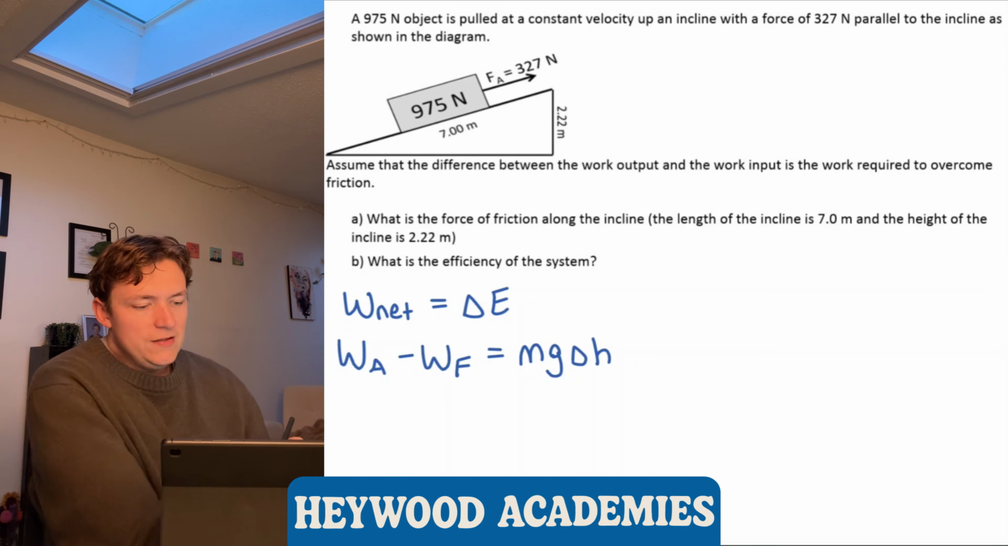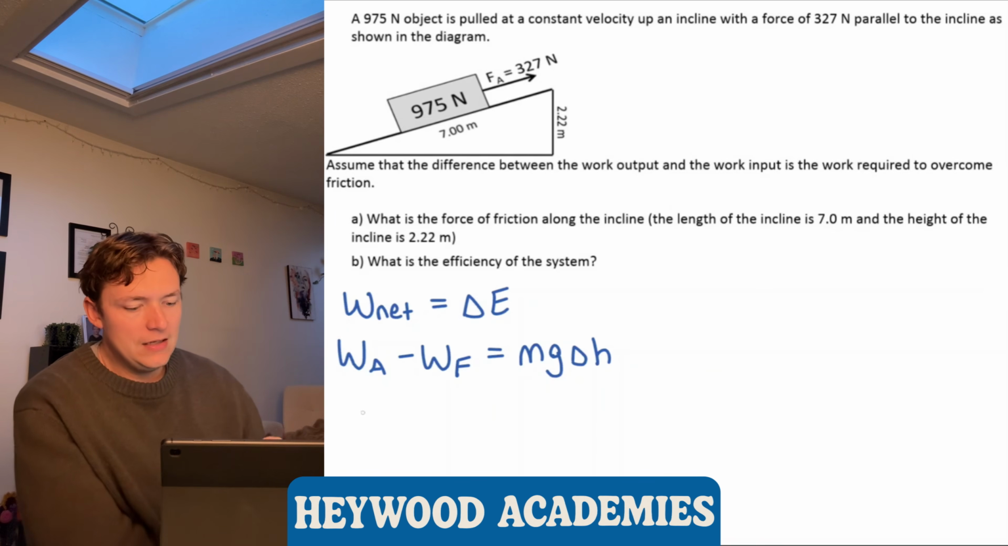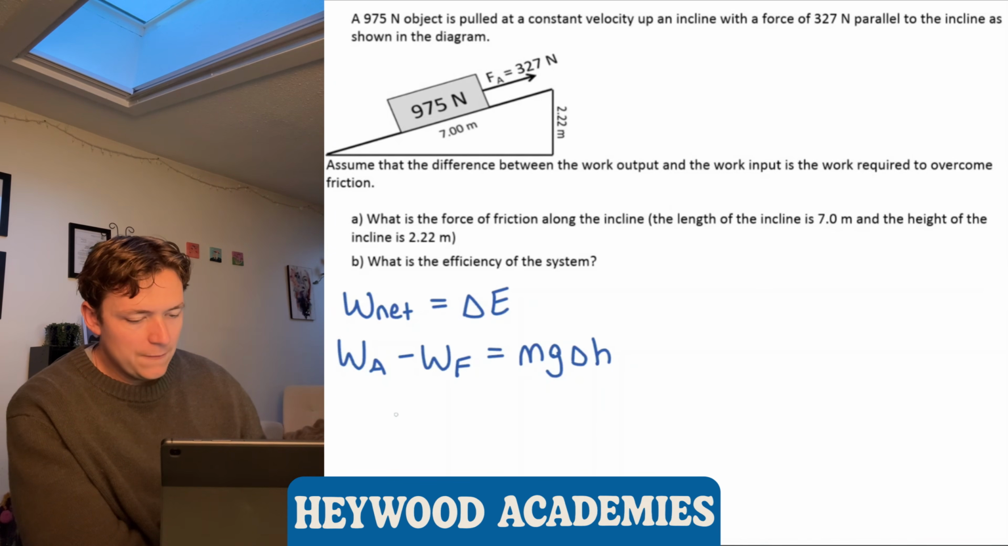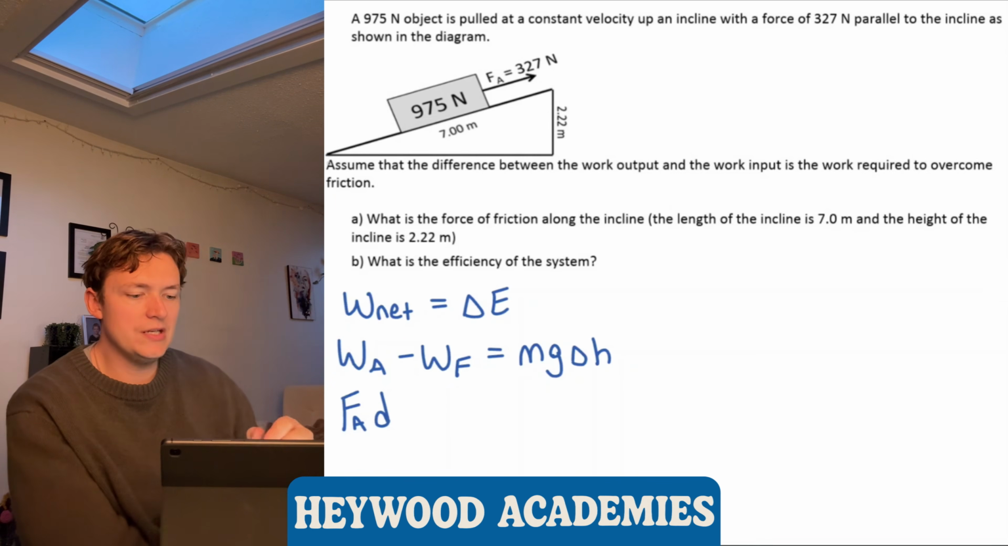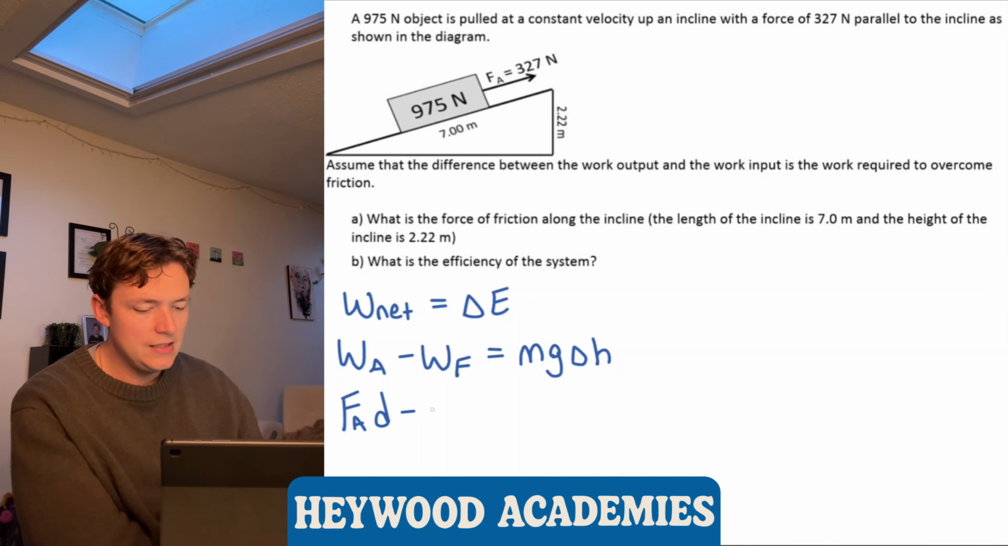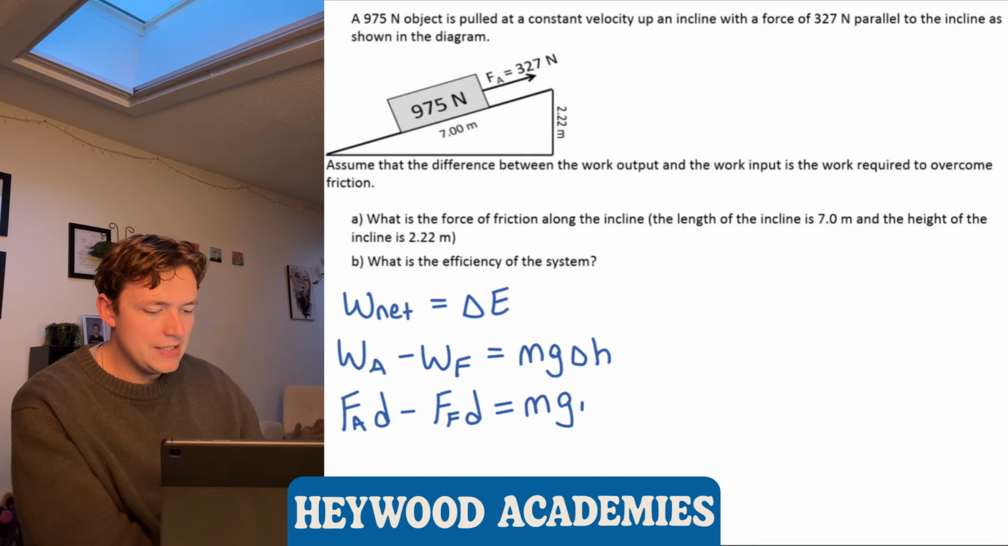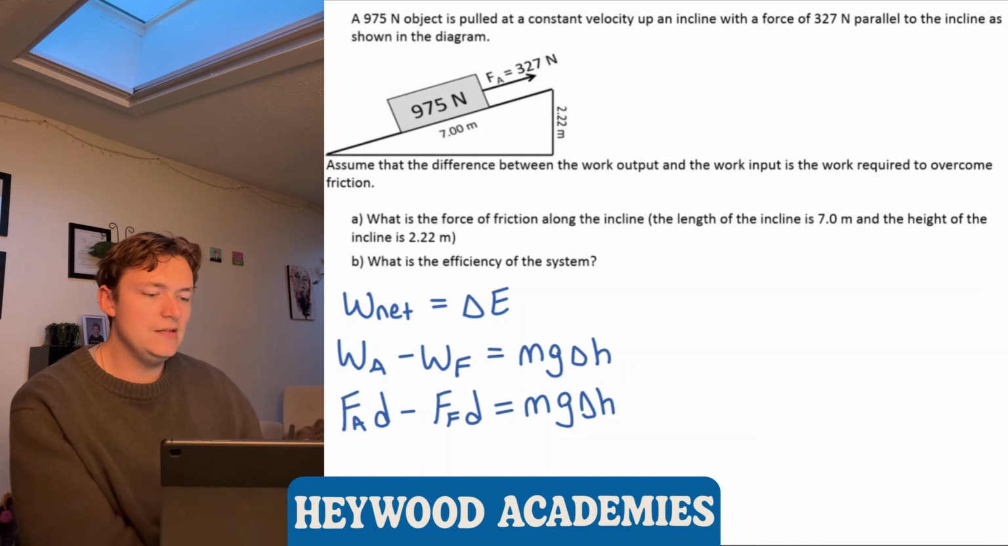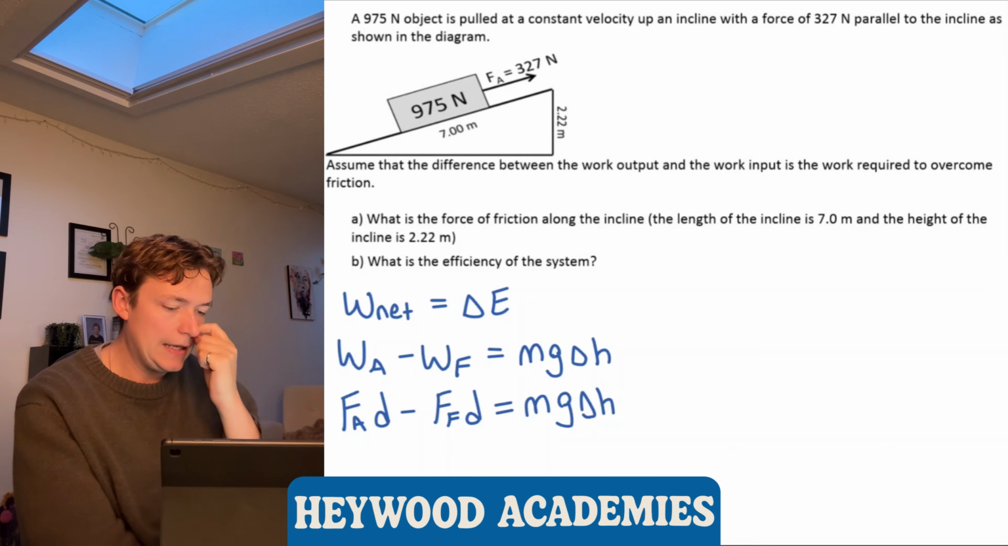Now we want to figure out what is the force of friction along the incline. So we can break this up and say, okay, the work from the applied force is going to be that force times the distance, which in this case is the 7 meters, because that's the direction that the force is acting, minus the work of the friction force times that same distance, equals that mg delta h. And the delta h in this case is going to be the 2.22, just up and down vertically. How high are we changing height?